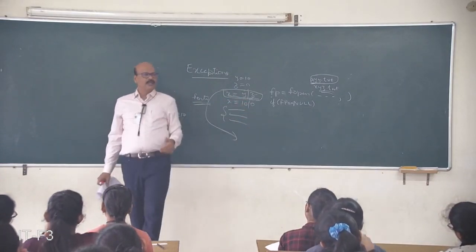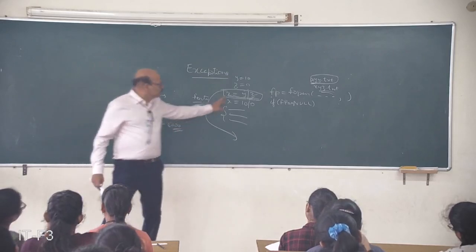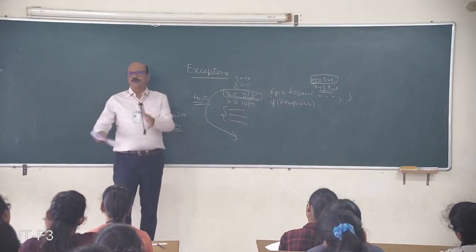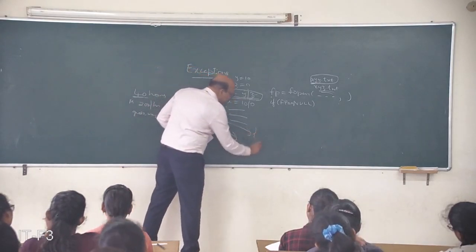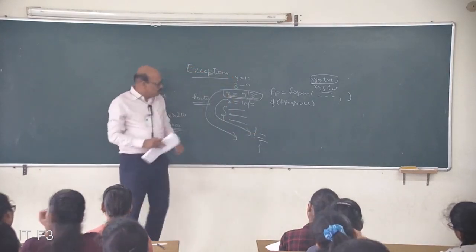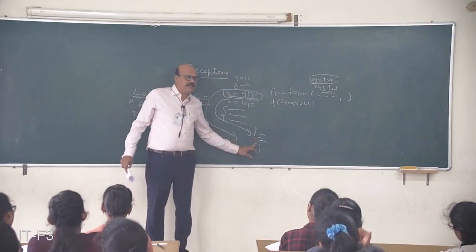But as a programmer, we don't want that. Whenever this exception occurs, we want to provide an alternate path. It should come out and execute some other set of statements. So this is what we mean by exception handling.